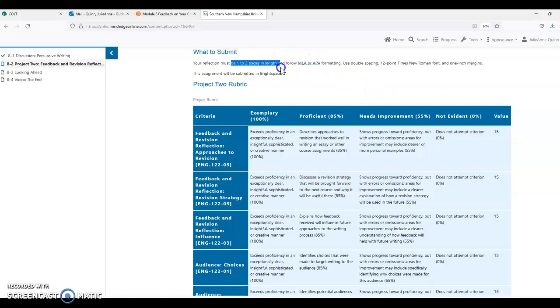Note that the reflection is 1 to 2 pages, and it will follow MLA or APA formatting. So we're continuing to reinforce and practice that stylistic choice that you read about in, it was either module 4 or 5, but it was sort of halfway through the term. And my hope is that in that module, you downloaded that style guide and saved it because you'll be using it again in your upcoming classes.